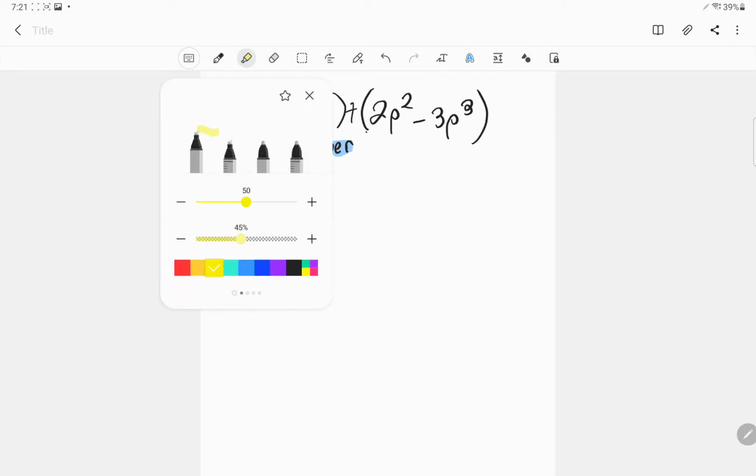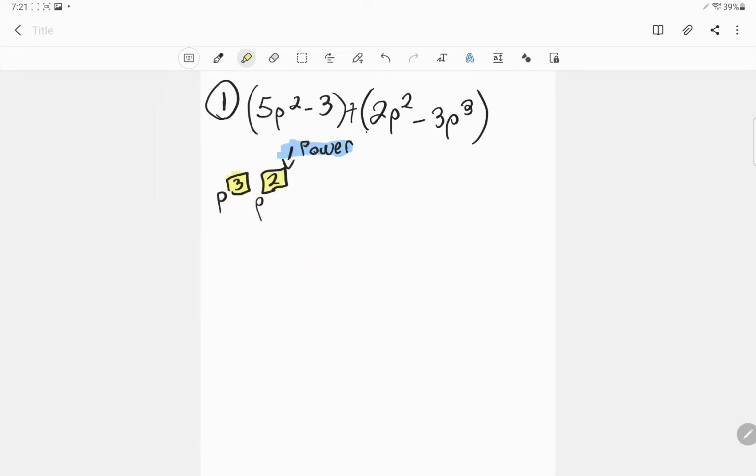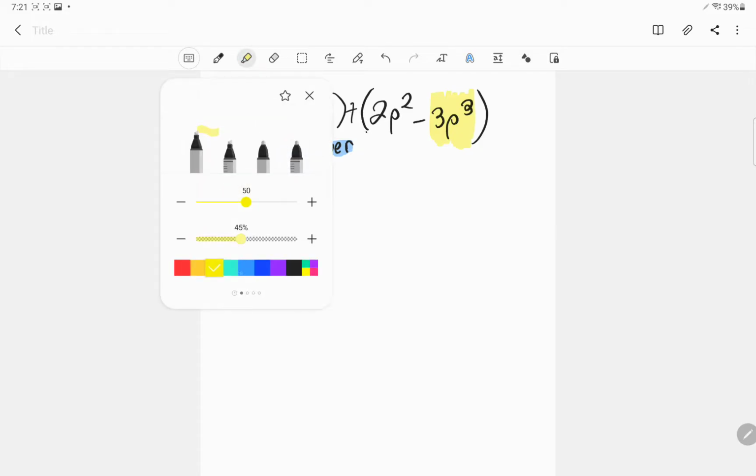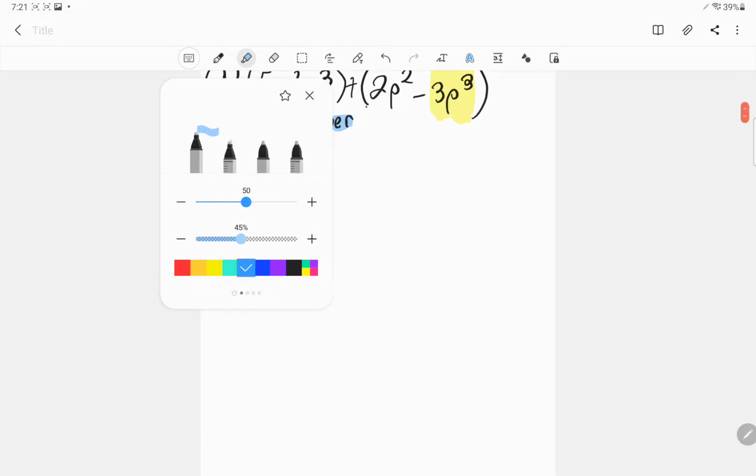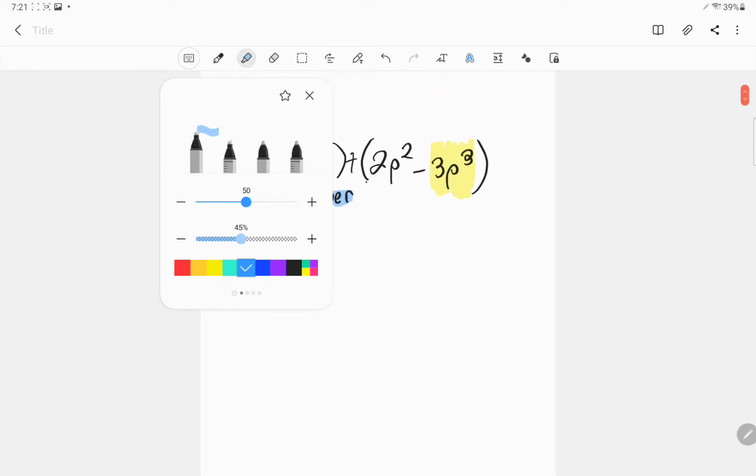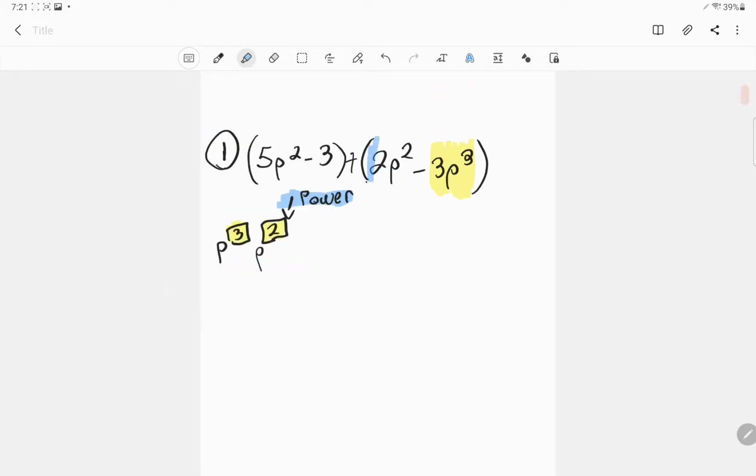So I am going to highlight my biggest power. Well, what is my biggest power? I can see it right here. This section right here has the biggest power, so I'm going to highlight it yellow. I'm going to leave it like that and not do anything else. Now I'm going to look for the second highest power. If the highest one is 3, the next one that follows is going to be 2, right? I'm going to color it blue.